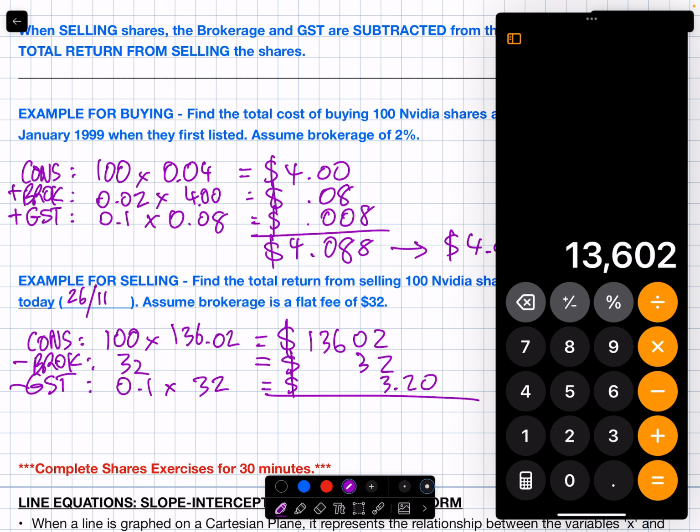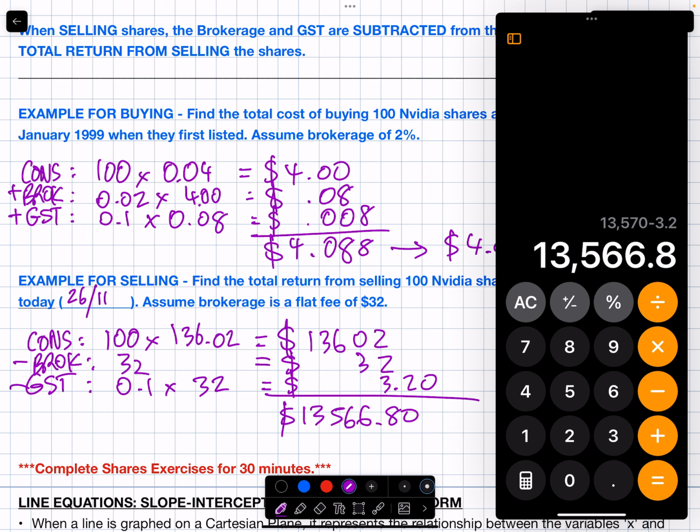But did I have to pay a guy to do it? So minus 32. And do I have to pay the Australian government 10% of that service provided? Minus 3.2. So your profit, your capital gain, would be $13,566.80 if that was to happen.